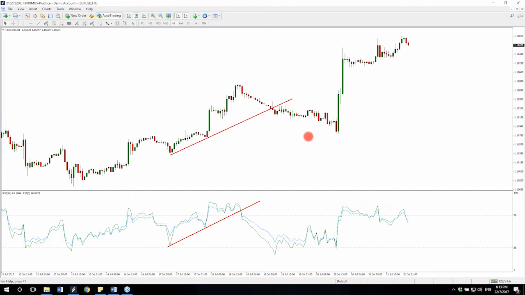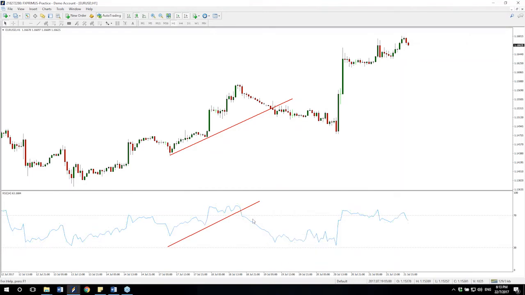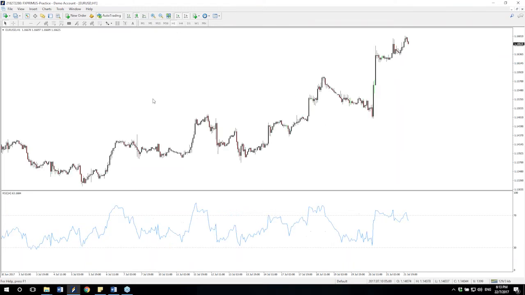There is also another way to use the RSI, and this is to identify divergence. So for example, let's take the 9 period away and have a look here at what a divergence is and how we can use the RSI for this. Divergence basically is when the price is moving higher and the indicator is moving lower.